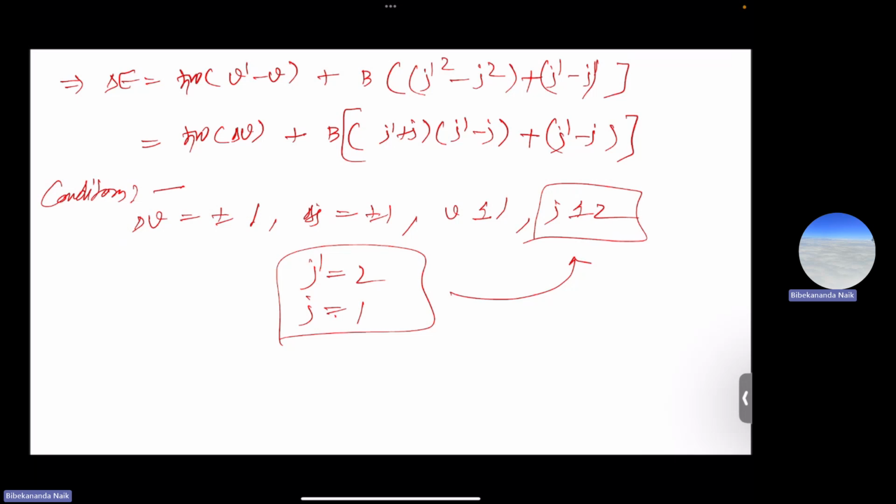So if you put all these values, then what will we get? ΔE will be ħω × 1 + B(j' + j) = 3, 3 × (1 + 1), so it will be ħω + 4B.